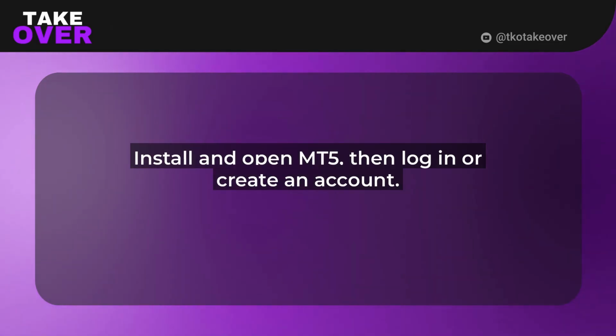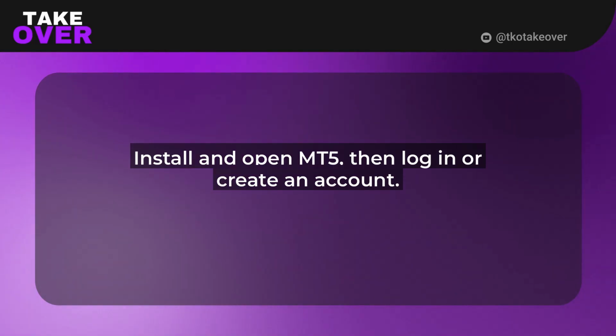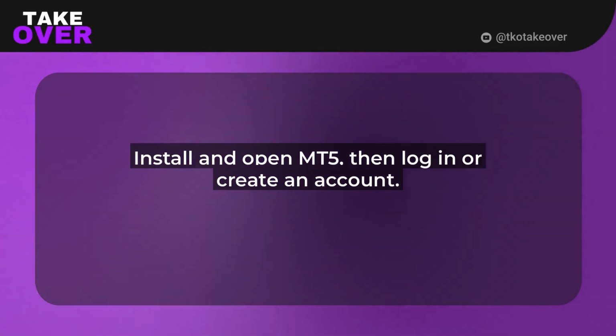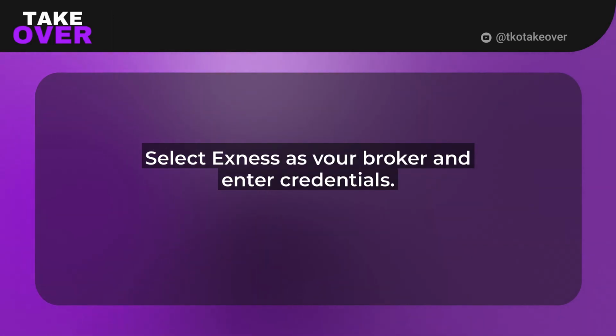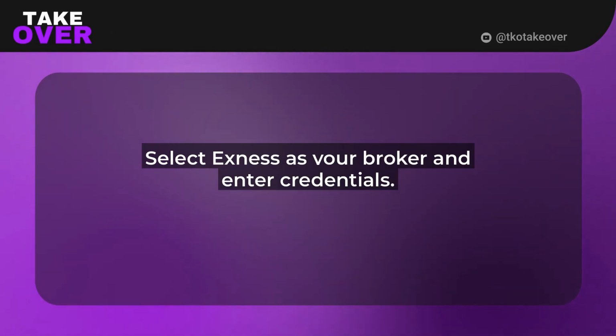Now, to connect Exness, go to the File menu, select Open an account, and choose Exness from the list of brokers. Enter your Exness login credentials, your account number and password, then hit Login. Boom! Your Exness account is now linked, and you can start accessing real-time charts, indicators, and trading tools.